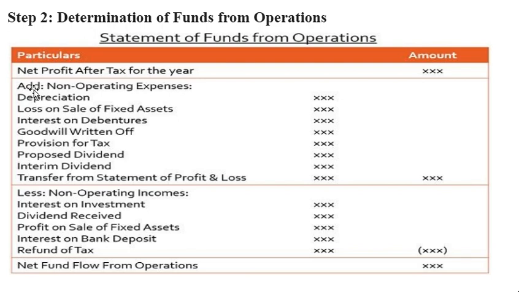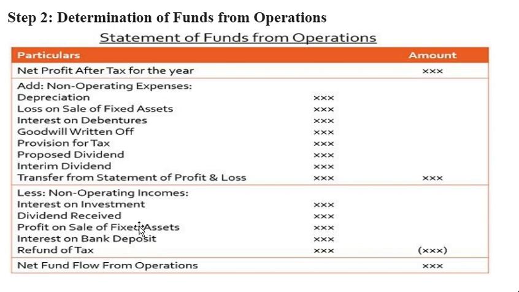Like some of them I have mentioned here, usually it will be there: depreciation, loss on sale of fixed assets, interest on debentures, goodwill written off, provision for tax, proposed dividend, interim dividend, transfer from statement of profit and loss account. These are the things which are non-operating. So all the non-operating items you will write here, then total you will write in the outer column. Less the non-operating income.